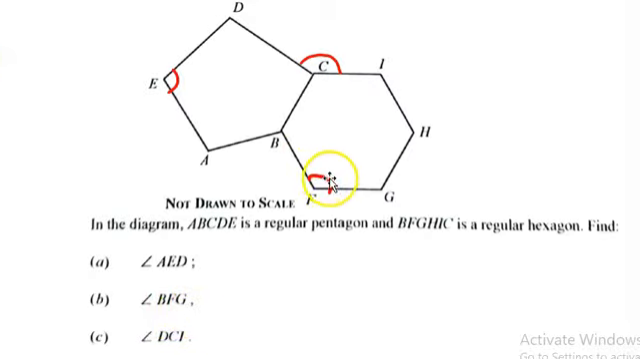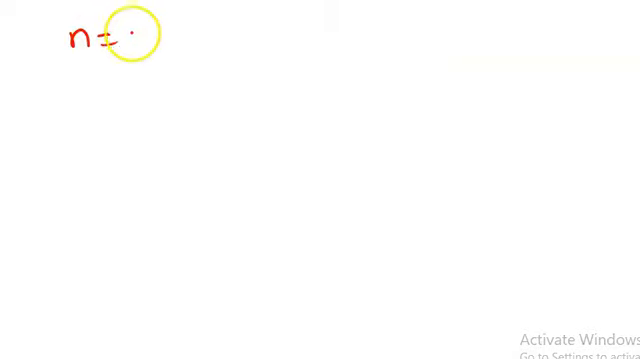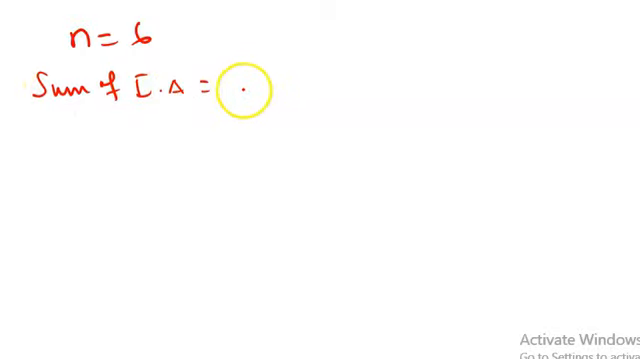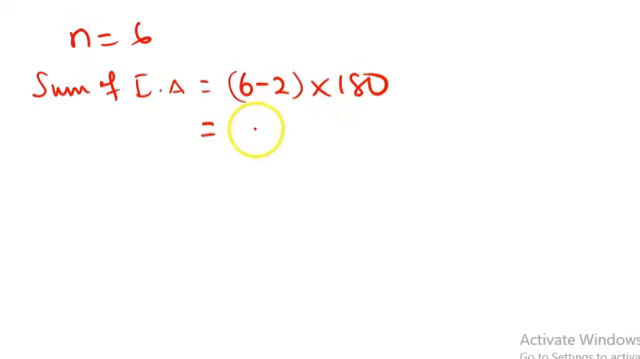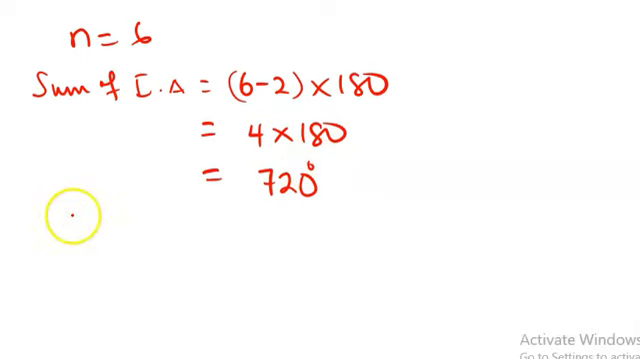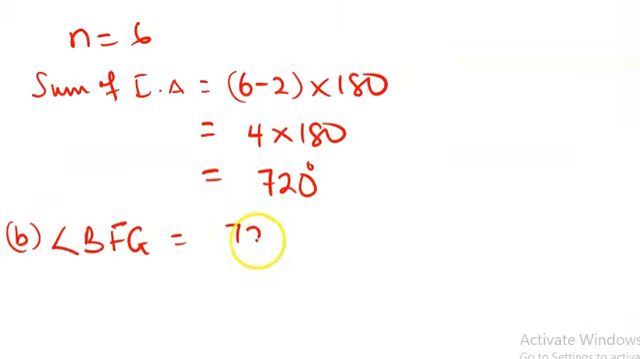Let's look at the second one, angle BFG. This is also the internal angle of a hexagon. So in this case, n is equal to 6. So the sum of interior angles is (6 minus 2) times 180, and this gives us 4 times 180, which is 720 degrees. So angle BFG becomes 720 divided by 6, and when we do that, we get 120 degrees.